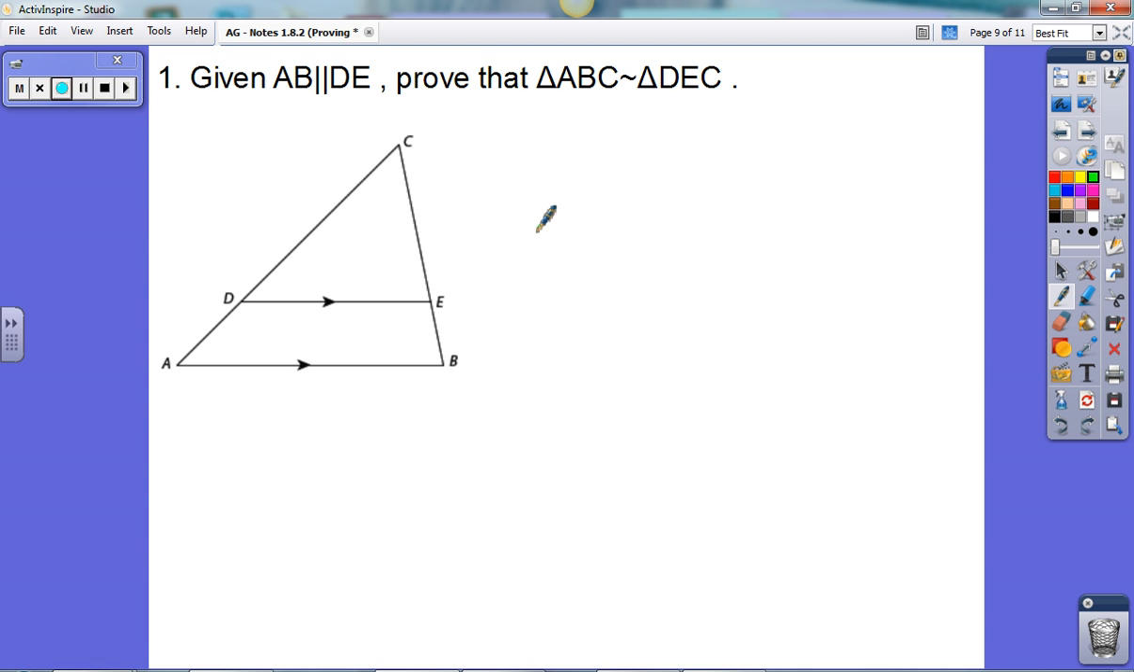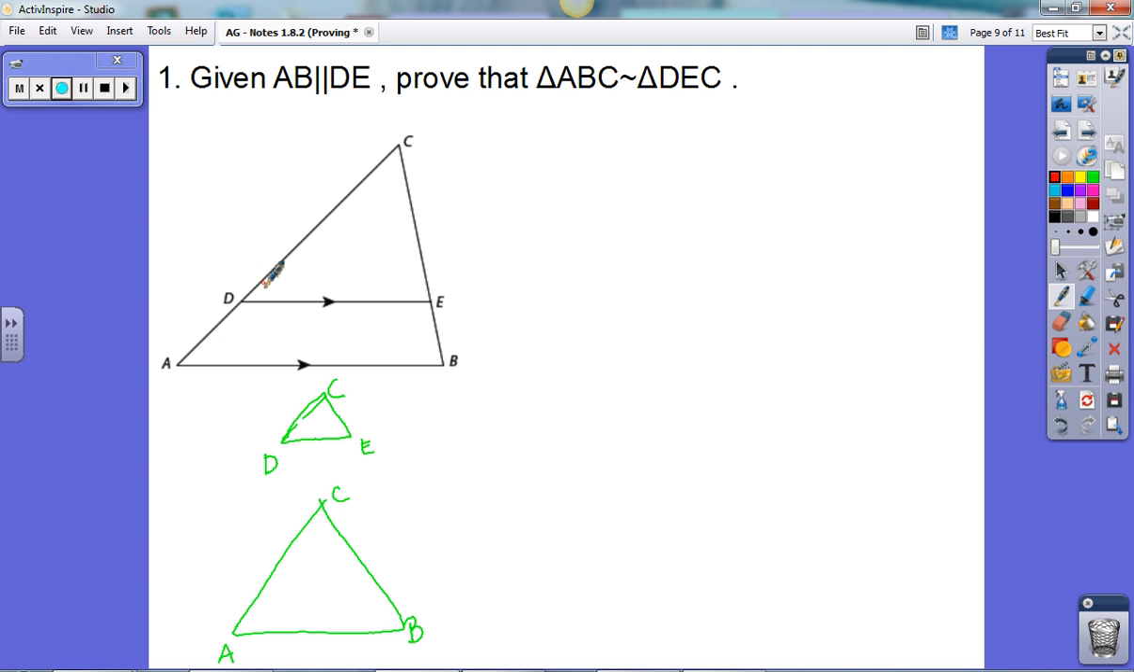So let's look at examples. The first example that we're going to look at is proving that triangle ABC, which is this large triangle, and triangle DEC, which is the triangle on the inside, are similar. Let's split those up for just a second. This is the smaller one, DEC, and then let's talk about ABC. So these are my two triangles, and let's talk about these parallel lines.